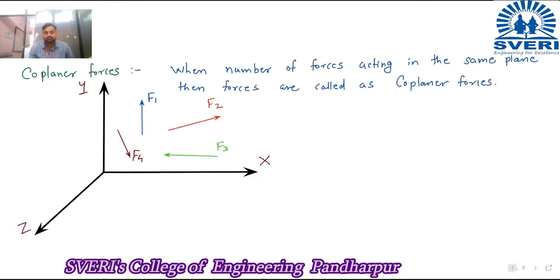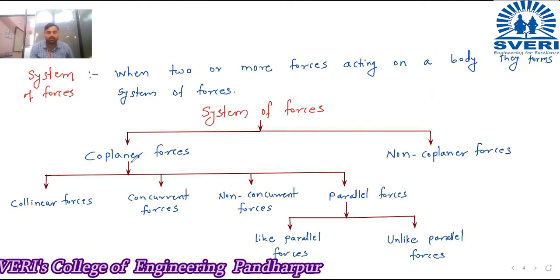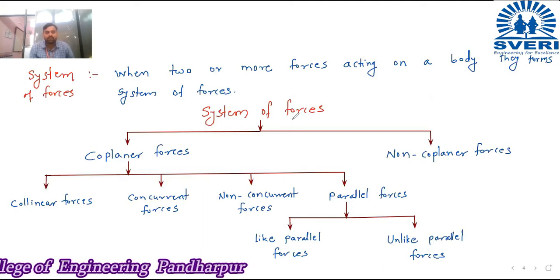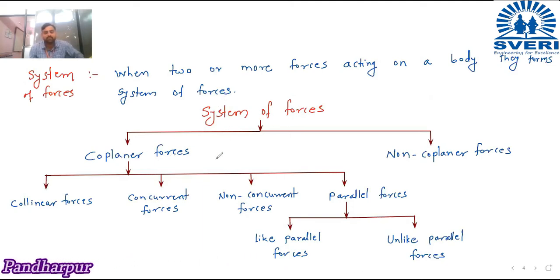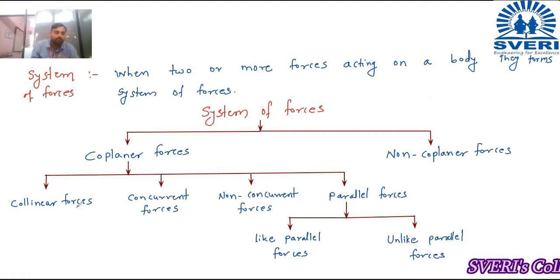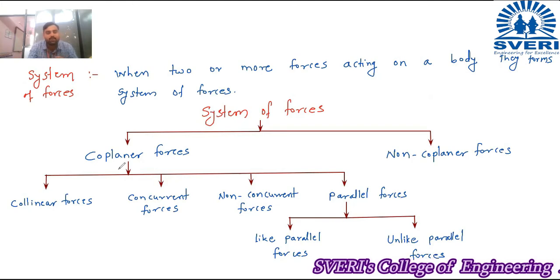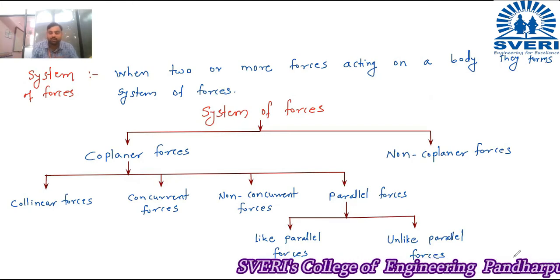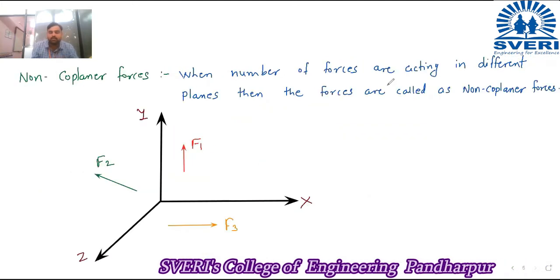Now here you can see we have seen what a system of forces is, that definition, then coplanar forces and non-coplanar forces. These two things we have gone through. Now we will move to the subtype of the coplanar forces, and that is collinear forces. So we will move to the next point, collinear forces.